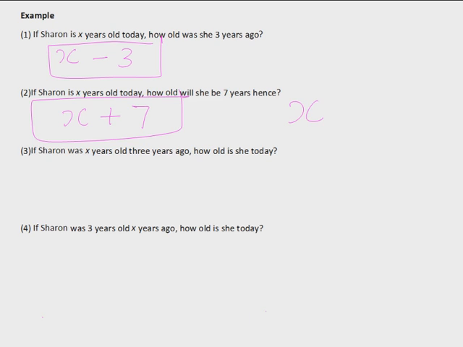If Sharon was x years old 3 years ago, how old is she today? So she was x years old 3 years ago. How old is she today? So compared to 3 years ago, she's 3 years older. So if she was x 3 years ago, she must be 3 more. So today she is x plus 3 years old.